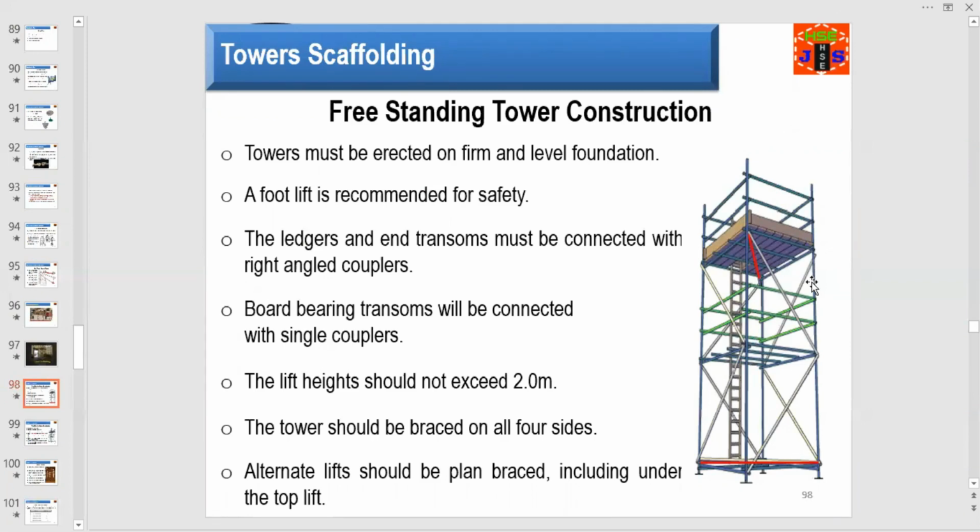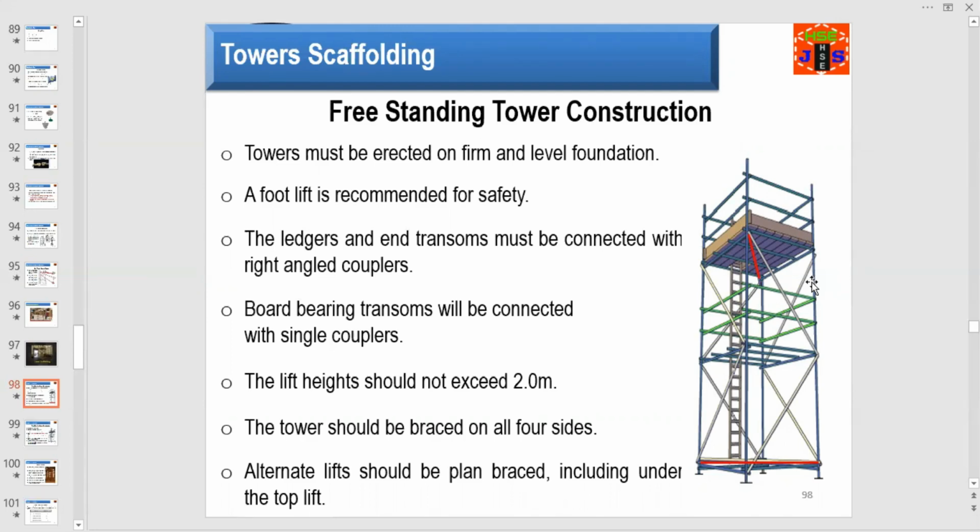Dear friends and colleagues, towers must be erected on firm and level foundation. A footlift is recommended for safety. The ledges and end transoms must be connected with right angled couplers. Board bearing transoms will be connected with single couplers.